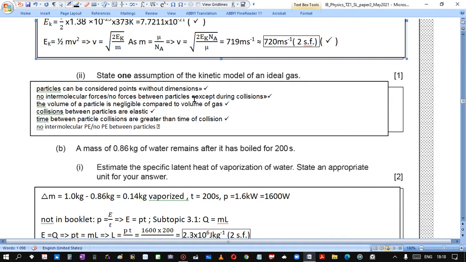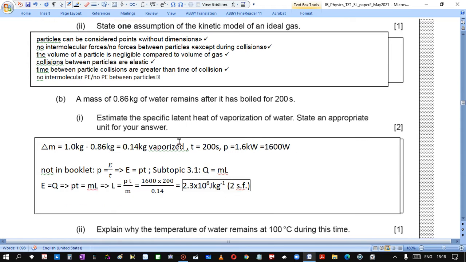A, II. State one assumption of the kinetic model of an ideal gas. So I copied answers from the mark scheme. So look, pause the video and read these answers. Okay, so it's your choice to remember at least one of them.